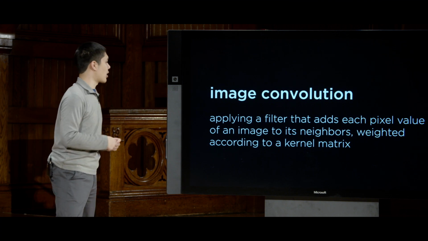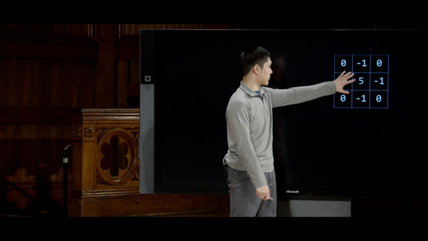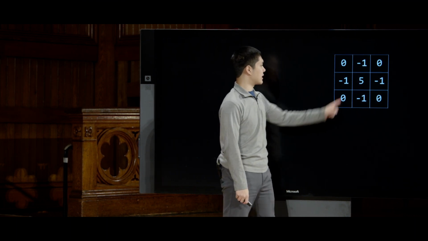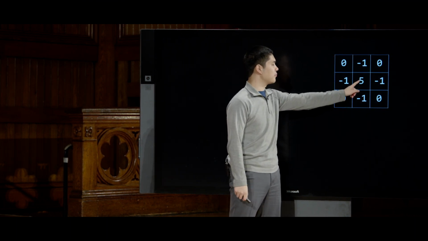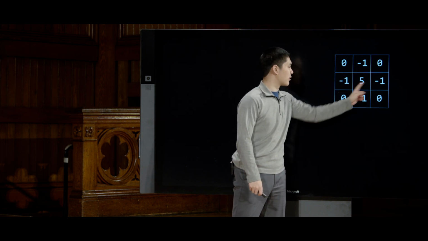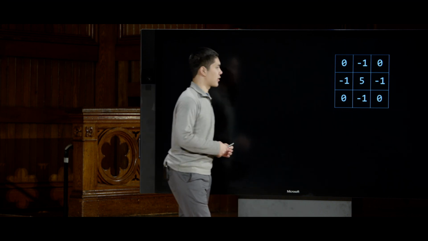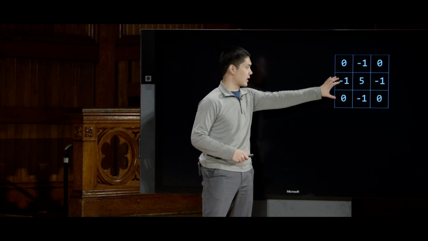So how then does image convolution work? Well, we start with a kernel matrix. And the kernel matrix looks something like this. The idea is that given a pixel, which will be the middle pixel, we're going to multiply each of the neighboring pixels by these values in order to get some sort of result by summing up all the numbers together.